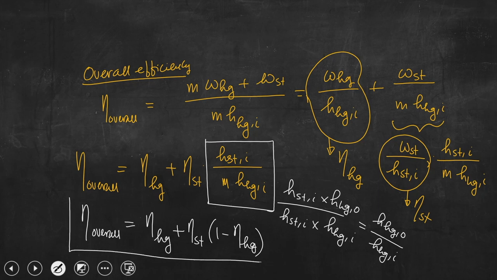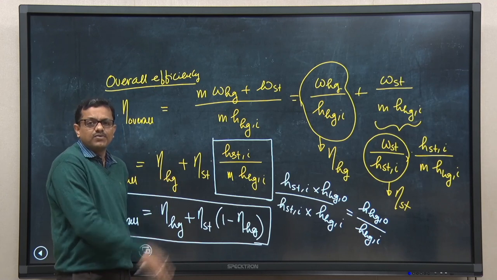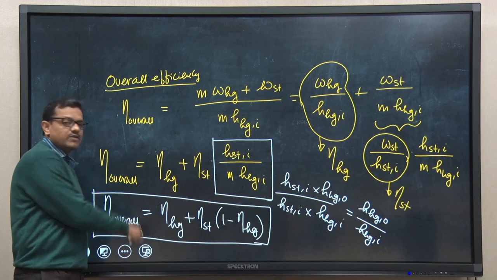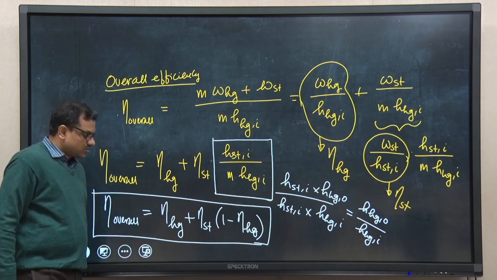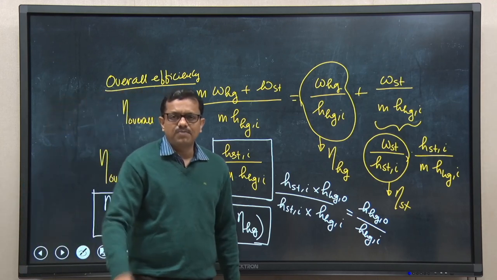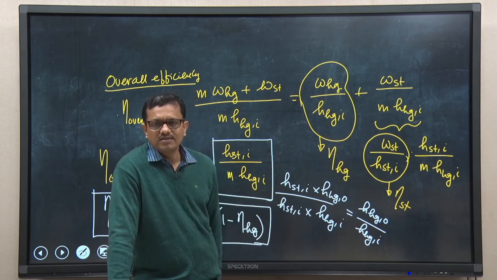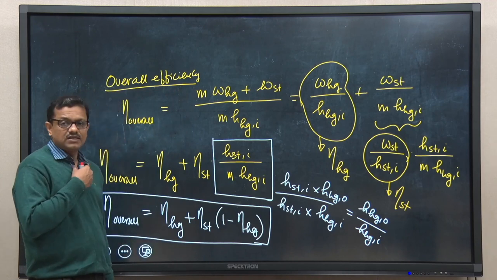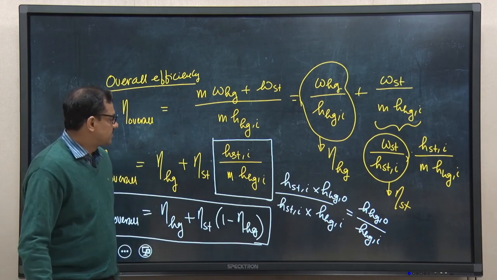So, this is the final expression of the overall efficiency of the binary cycle, now in closed form. By looking at this expression, we can at least tell the contribution coming from both the mercury and steam cycle towards the overall efficiency of the binary cycle. So, this is basically the analysis part of this binary cycle and it is very easy, just the things we have discussed from our basic concept.